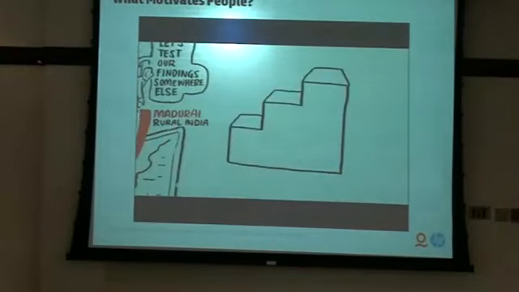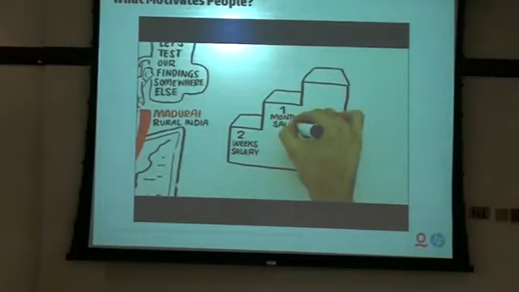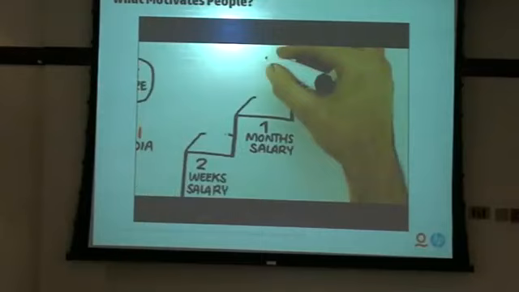Small rewards, the equivalent of two weeks' salary. Medium performance, about a month's salary. High performance, about two months' salary. Okay, so those are real good incentives. So you're going to get a different result here.